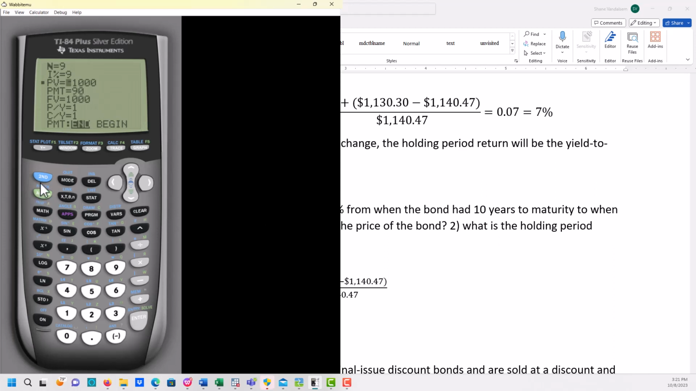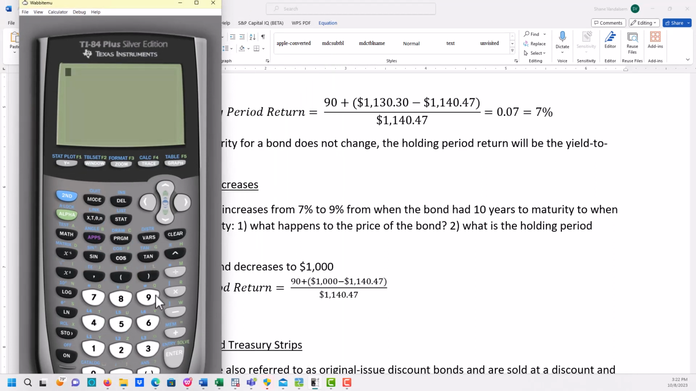Press second and mode, and then clear, and then I'm going to take 90 plus 1,000 minus 1140.47. Press enter. So I have negative 50.47. So what happened here is I received $90, and at the end of the year, my bond is now only worth $1,000 because the required rate of return increased. I paid $1,140.47 for that bond the year before, and so I actually have a negative dollar return during the year.